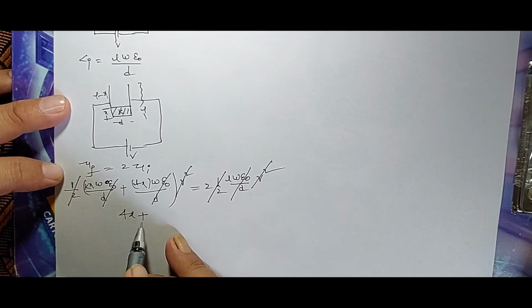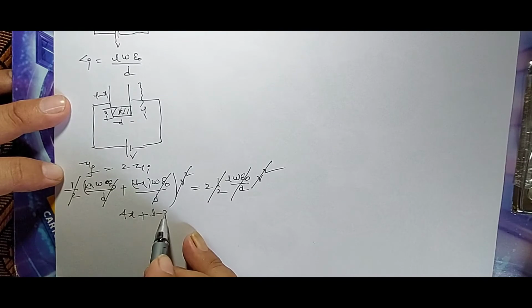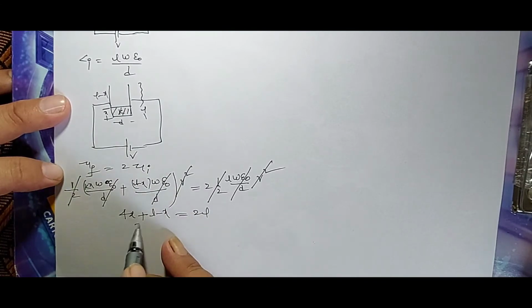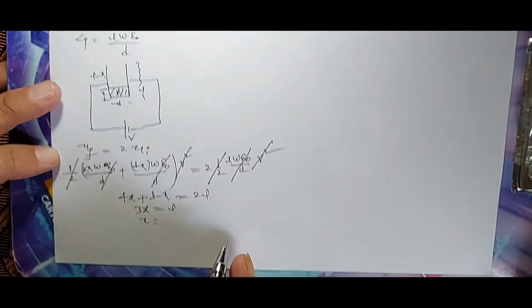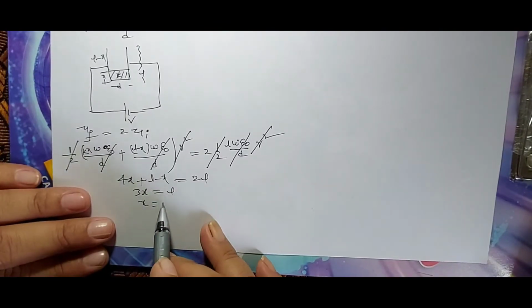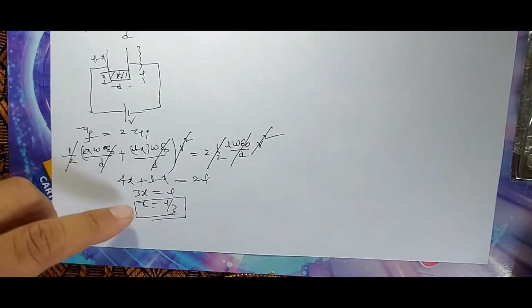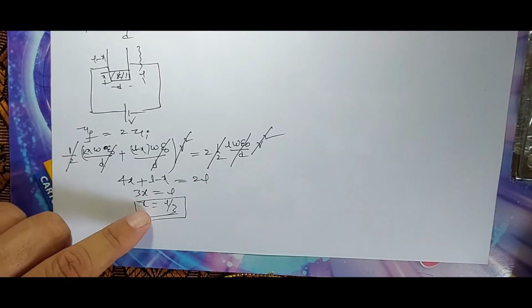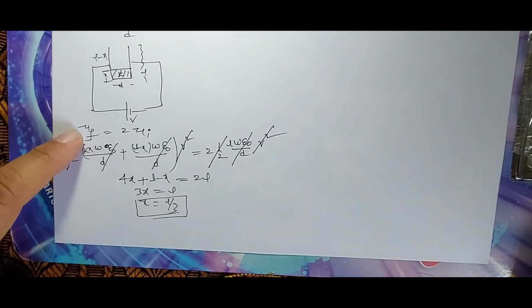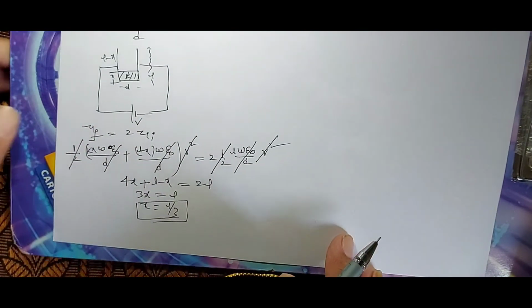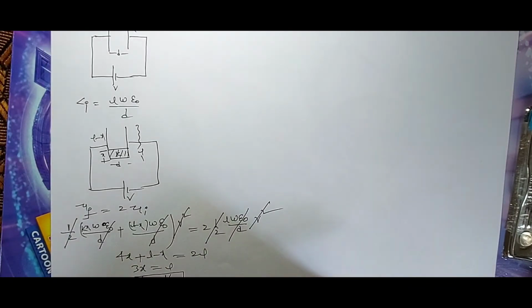4x plus 4x plus L minus x, L minus x is equal to what we write here? 2L. So, 3x is equal to L. So, x is equal to L by 3. That means, whenever we place a dielectric up to a length x is equal to L by 3, then the final energy becomes 2 times the initial energy. So, this is the answer of this question.